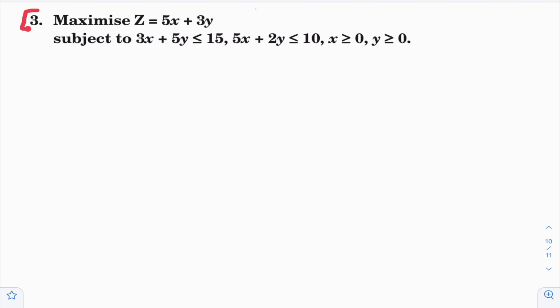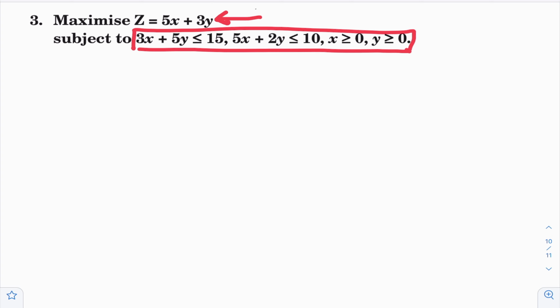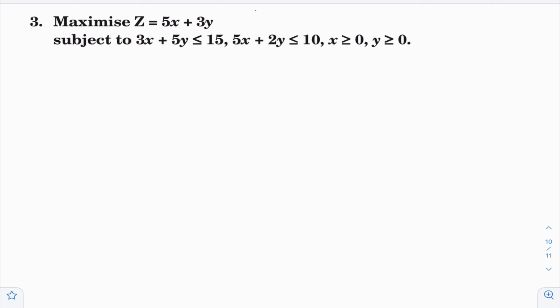You observe this third question. They are asking to maximize this objective function subject to these constraints. That means under these conditions we need to maximize this objective function. To maximize this objective function, first we graph these inequalities. Graphing this inequality is nothing but finding the solution of this inequality. What values of x and y satisfy this inequality, that we are going to find.